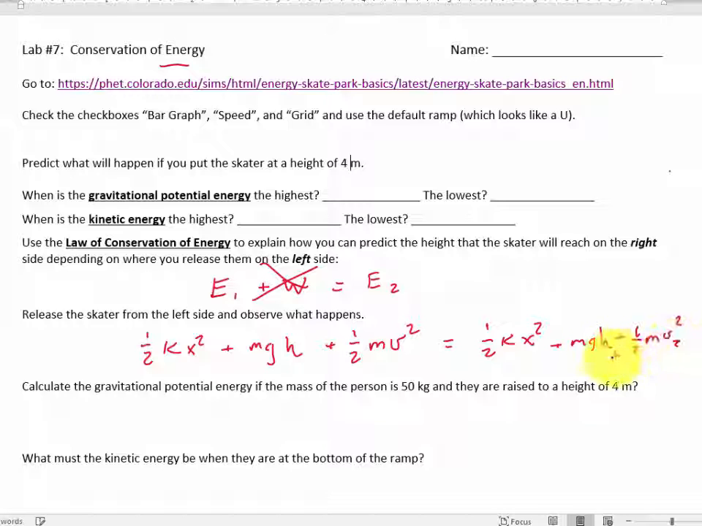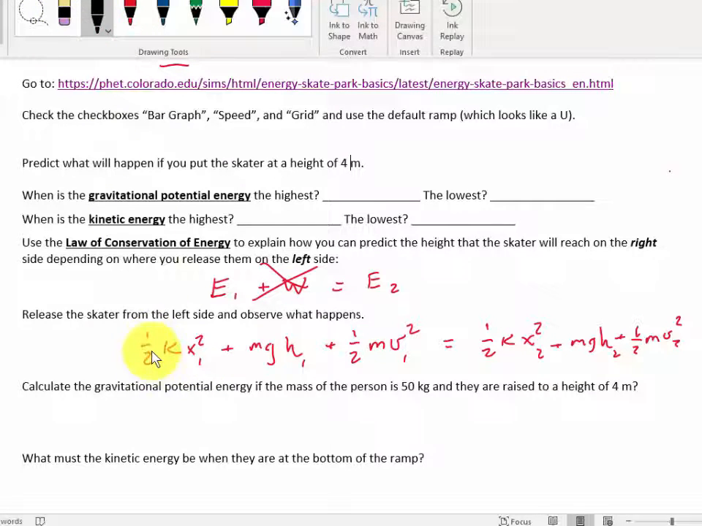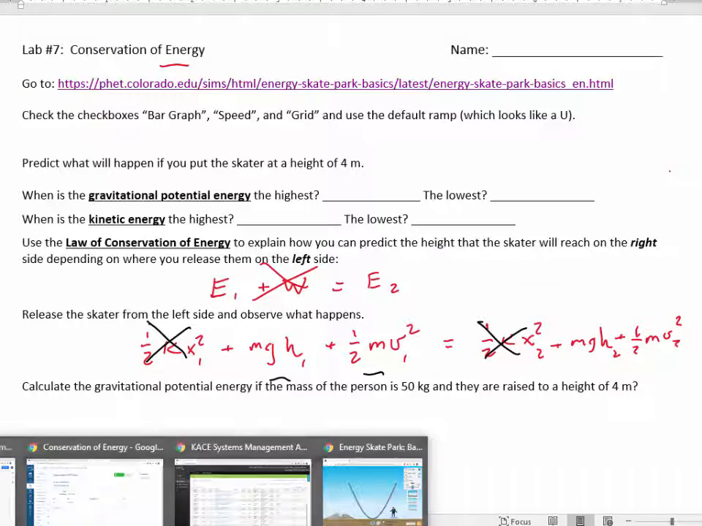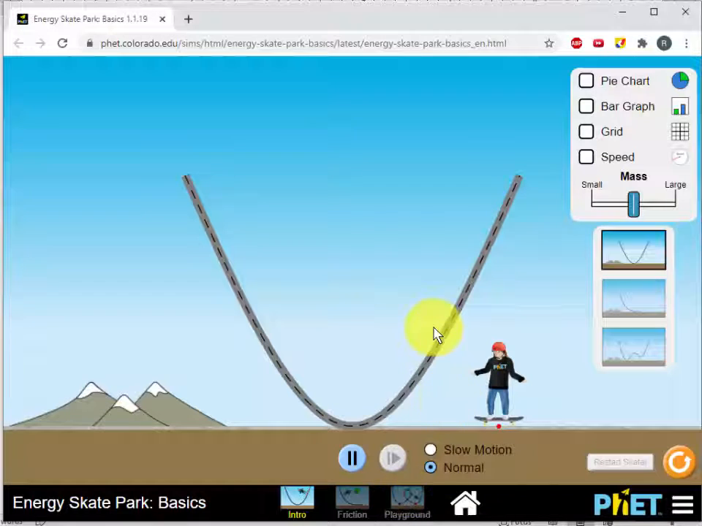I'll go ahead and put some 2 subscripts on here and some 1 subscripts on here. Now for this particular lab, we're not touching any springs or anything like that, so we can get rid of these right here, and we just have height energy and speed energy. So here's what we're going to do: we're going to pop open the simulation. I've already done so and arranged it nicely on my screen.